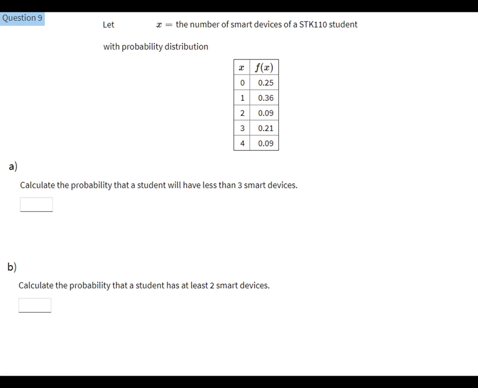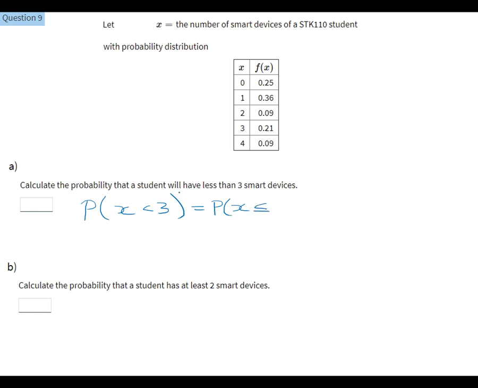Now for question 9, we were working with a discrete probability distribution. So we said let X be the number of smart devices of a SEK 110 student, and we've given you this probability distribution. Then we've told you to calculate the probability that a student will have less than 3 smart devices. So that's a probability that X is less than 3. Always, always, always write down your probability statement so that you know what is included, what's excluded. It's just good practice, and you're much less likely to make mistakes.